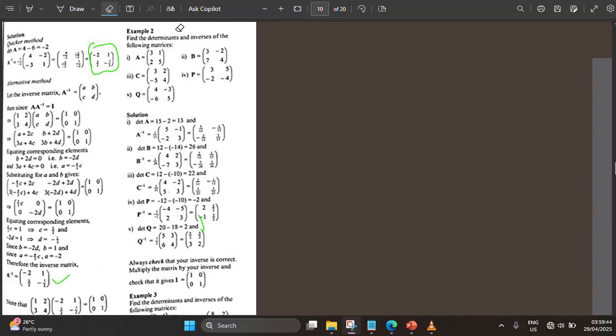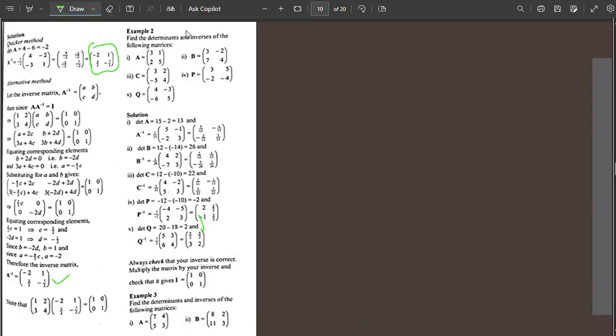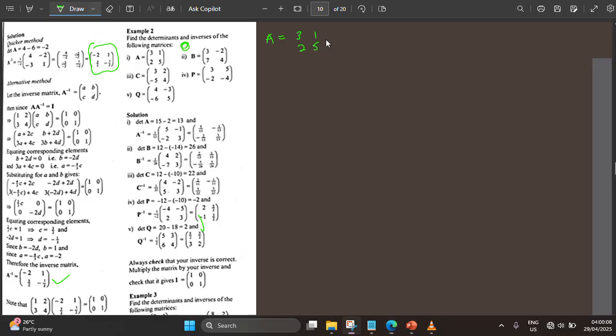Good. Let's proceed with determinants. Right. So in this example 2, the question is find the determinant and inverse of the following matrices. I'll do the first two, and then you do the rest. So A is given by 3, 1, 2, 5.